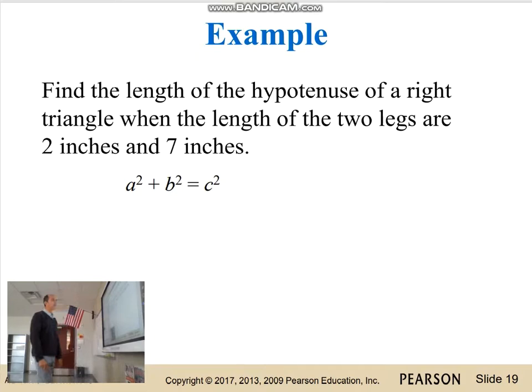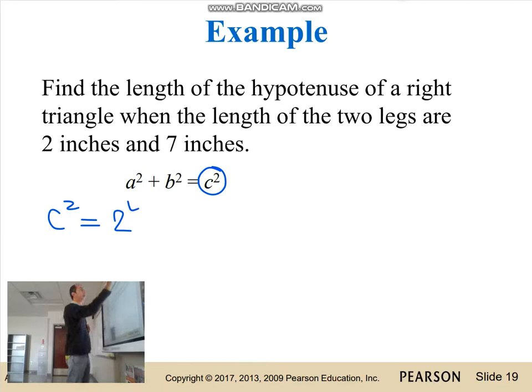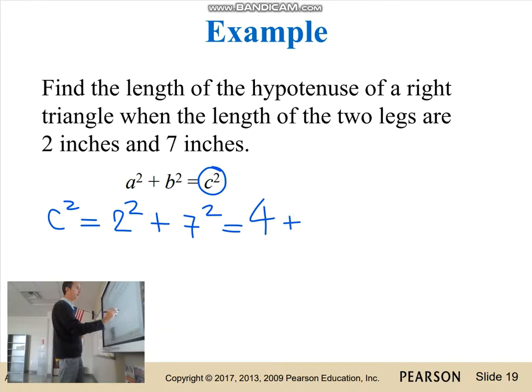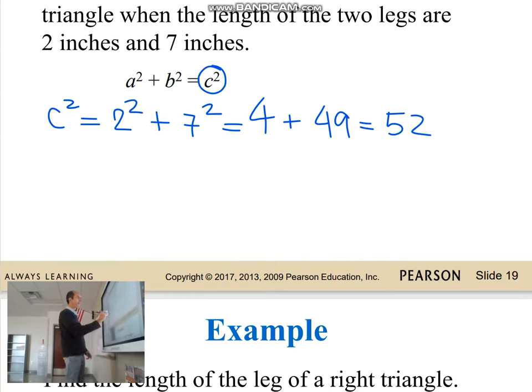Find the length of the hypotenuse of a right triangle when the lengths of the two legs are 2 inches and 7 inches. So it's just an application of the formula. If you want to find the length of the hypotenuse, C squared equals 2 squared, one of the legs, plus 7 squared, the other leg. Then 2 squared is 4, plus 7 squared is 49, this is 53.